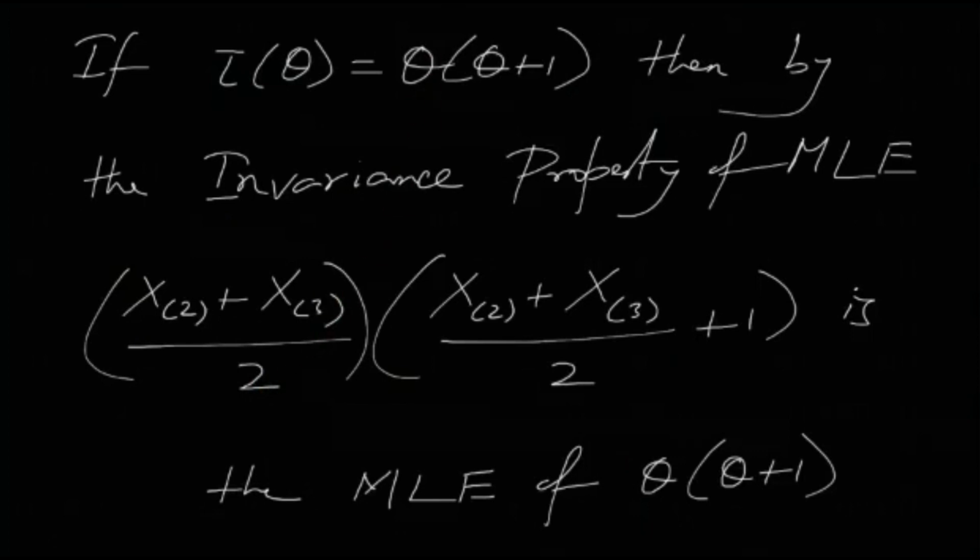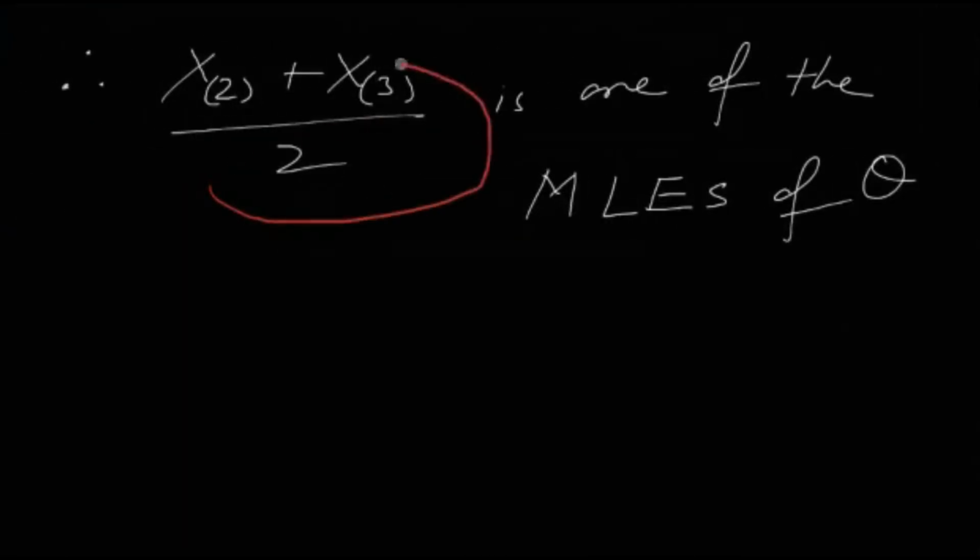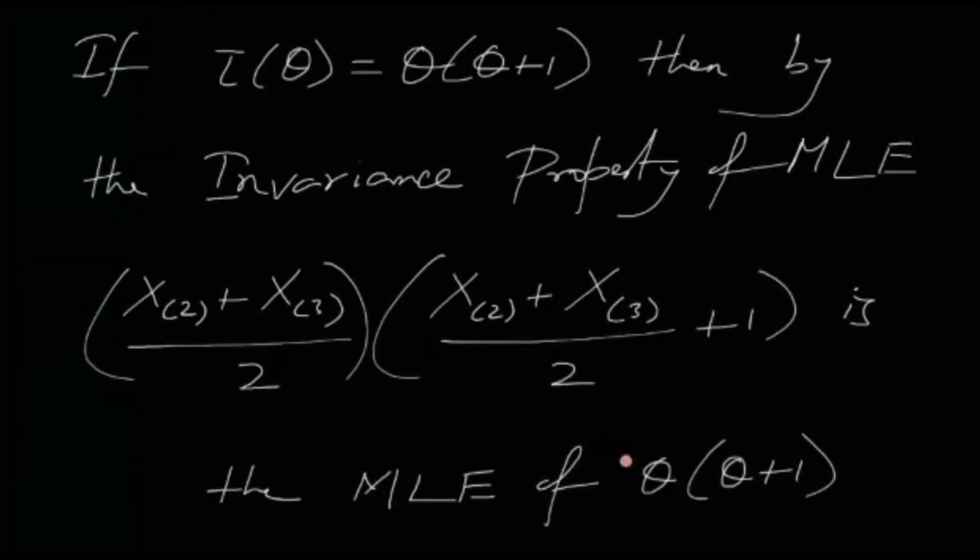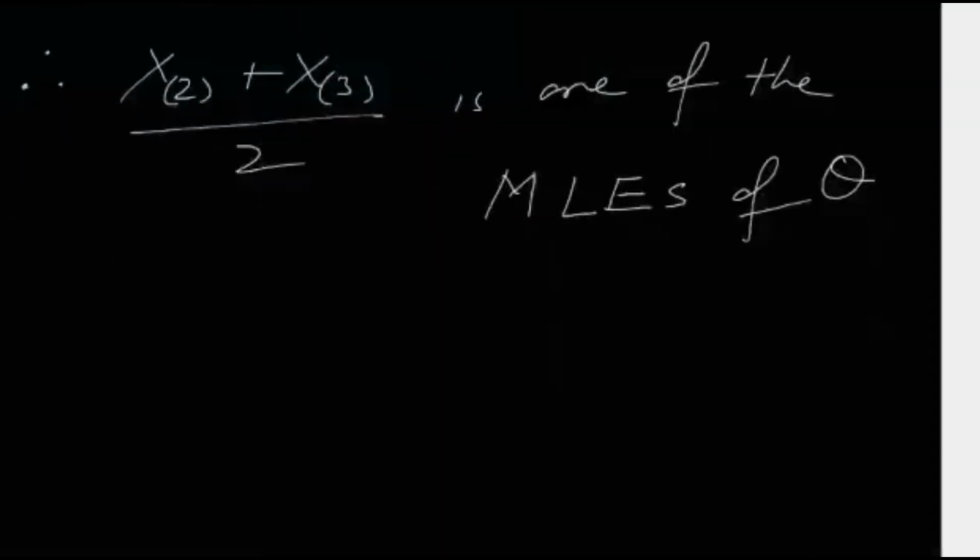We already know that this is one of the MLEs of theta, no doubt about that. So just replacing theta by the MLE, this entire thing is the MLE of theta into theta plus 1. That means option C is actually correct. So option C is correct.